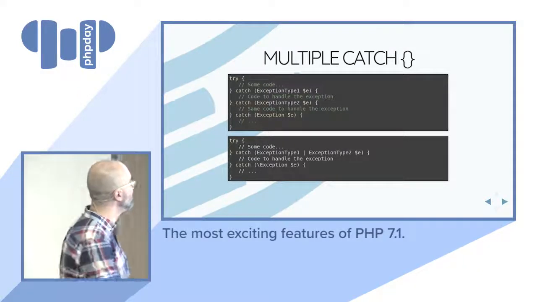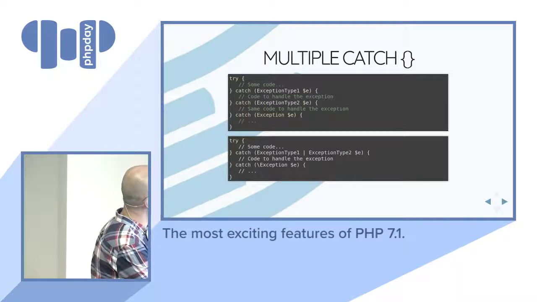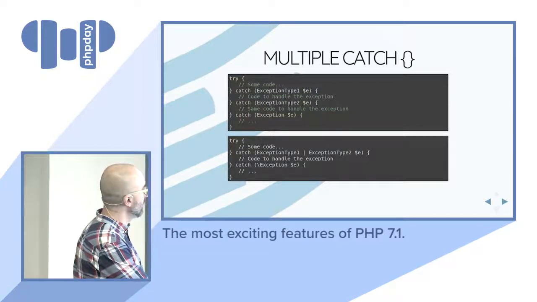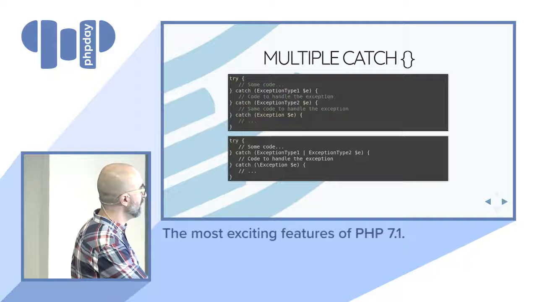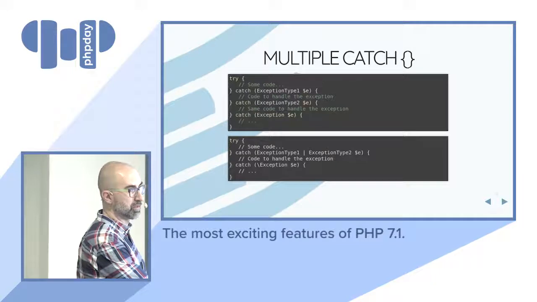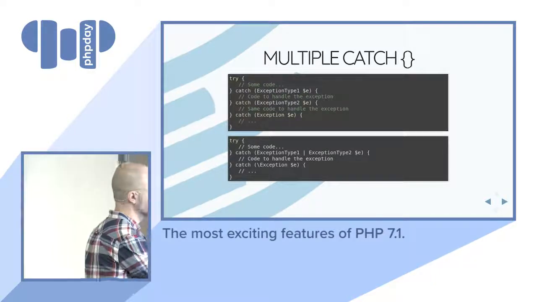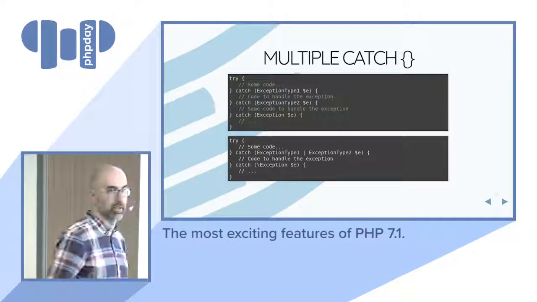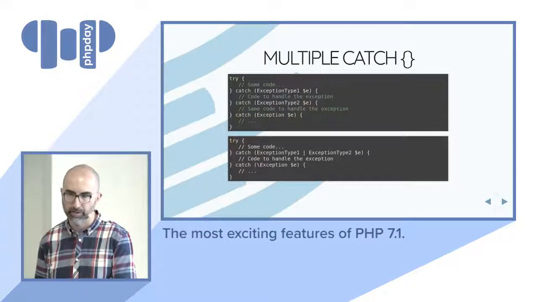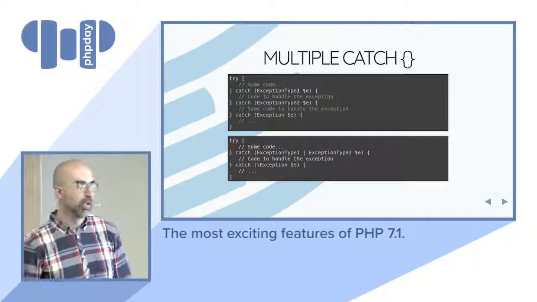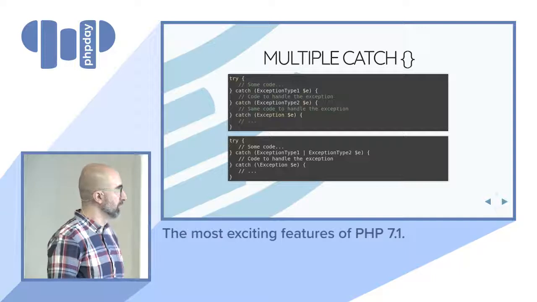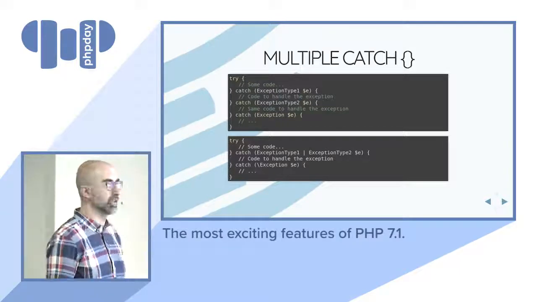Anyway, now in PHP 7.1, you can use the pipe and say, okay, look, I'm catching exception type 1 and exception type 2 here. So with one line, you can specify multiple exceptions. I think this is very nice, and I hope people will refactor their code using this.